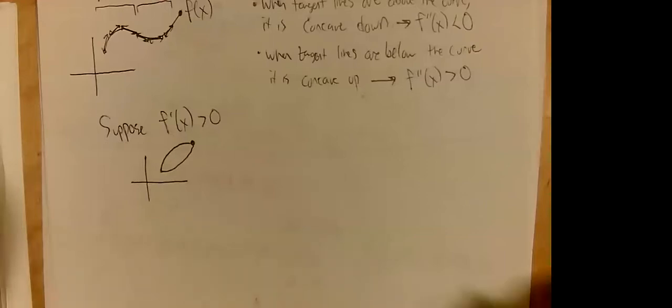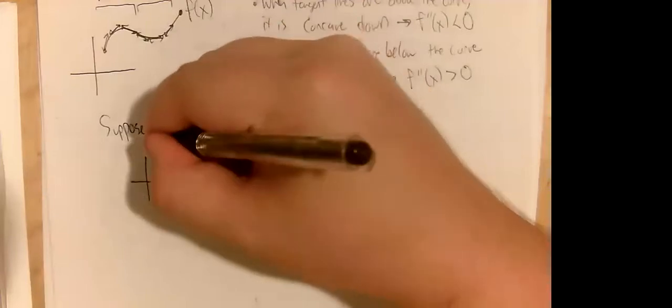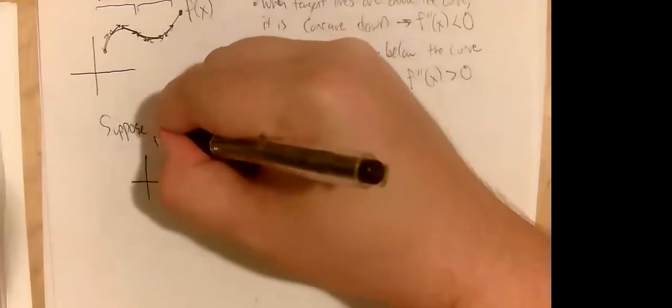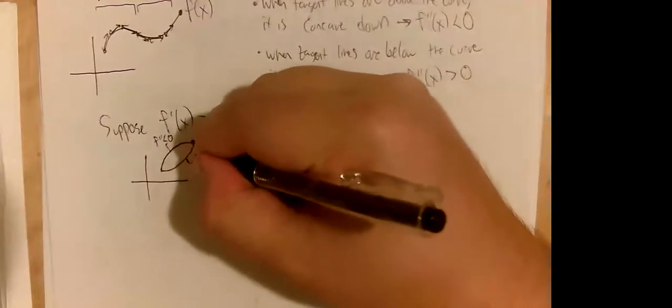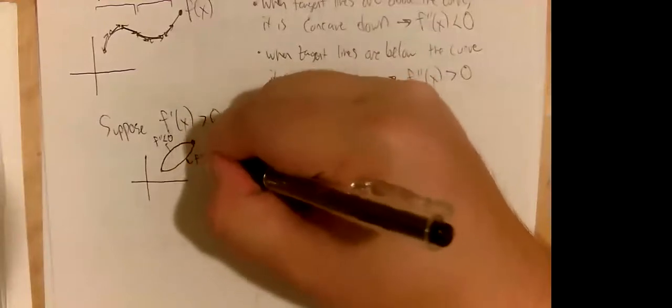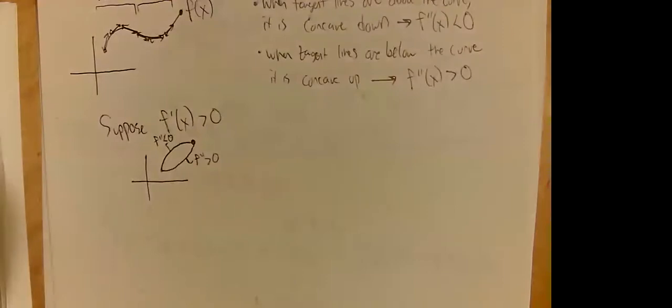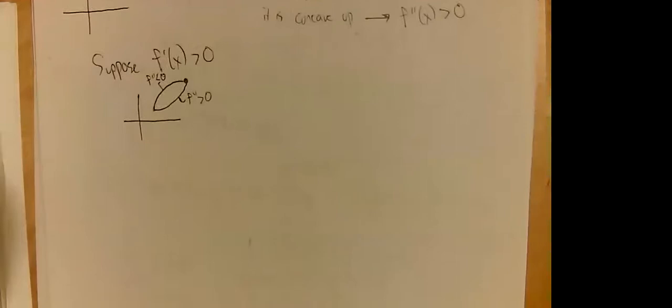However, with concavity, we would see that this curve has f double prime being negative, whereas this curve has f double prime being positive. So if we also know the sign of the second derivative, then we can tell which way the curve is going to bend. And this makes for more accurate pictures.